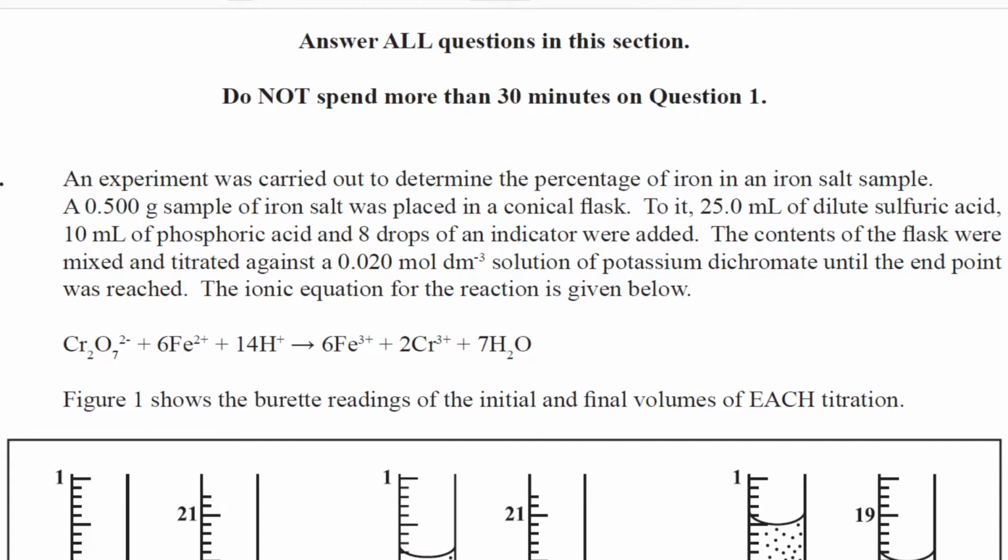The ionic equation for the reaction is given below. Cr2O7 2- plus 6 Fe2+, that's iron 2 plus, plus 14 H+ to give 6 Fe3+, 2 Cr3+, and 7 moles of water. Figure 1 shows the burette readings of the initial and final volumes of each titration.